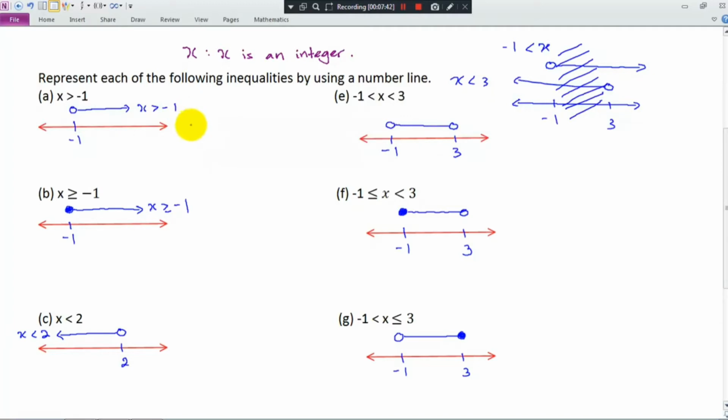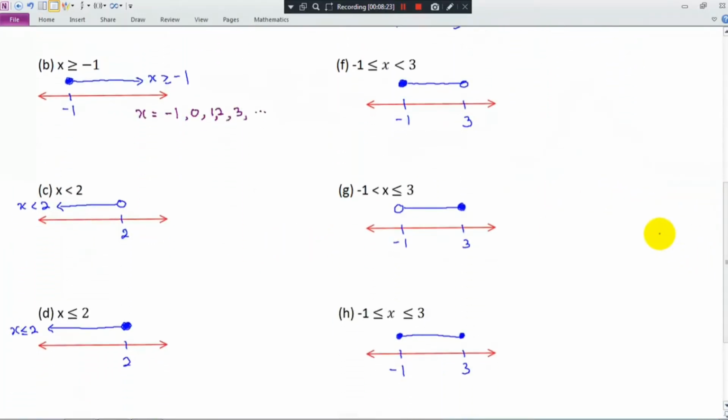So in this case, what are the possible values of x? X is greater than -1. So you try to think greater than this here, right? So it can be 0, 1, 2, 3, right? So x can be equal to 0, 1, 2, 3, and so on. How about this one? X is greater than or equal to -1. -1 is included. So x must start from -1, then go to 0, 1, 2, 3, and so on.